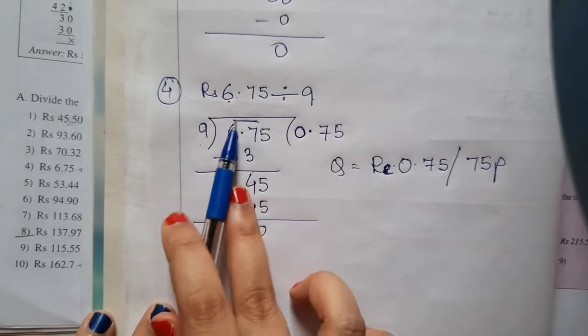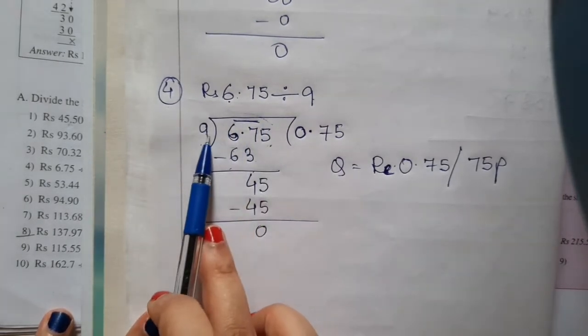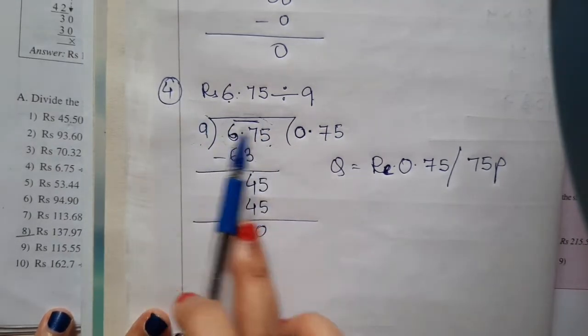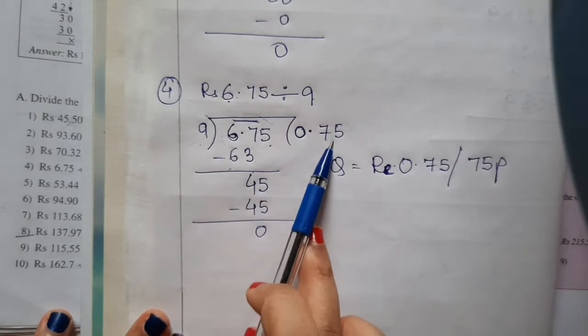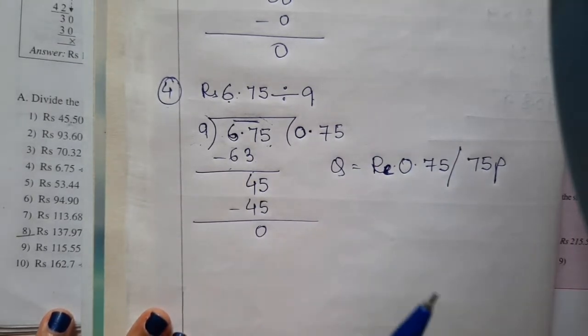So if there is this much money and this much money has to be divided among 9 people, each of those 9 people will get 75 pies. Alright. Now let's solve another question.